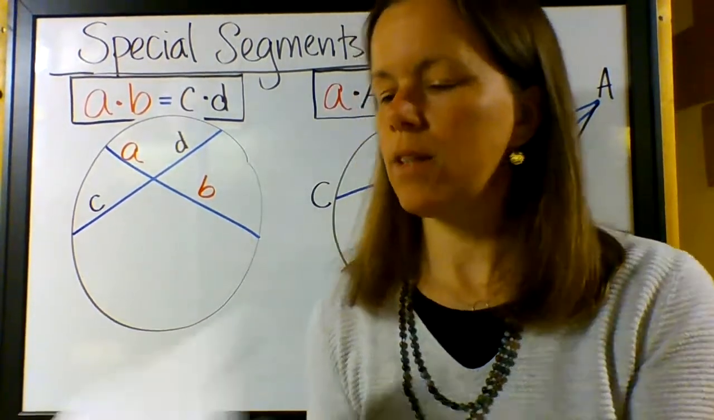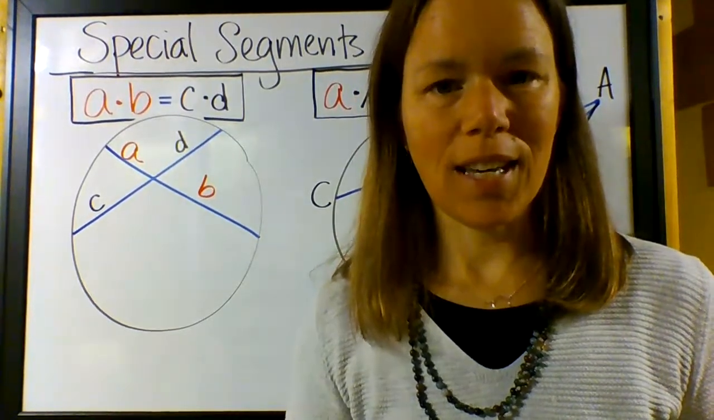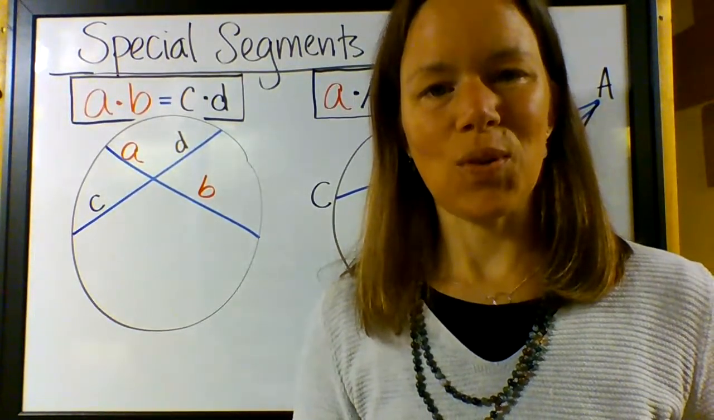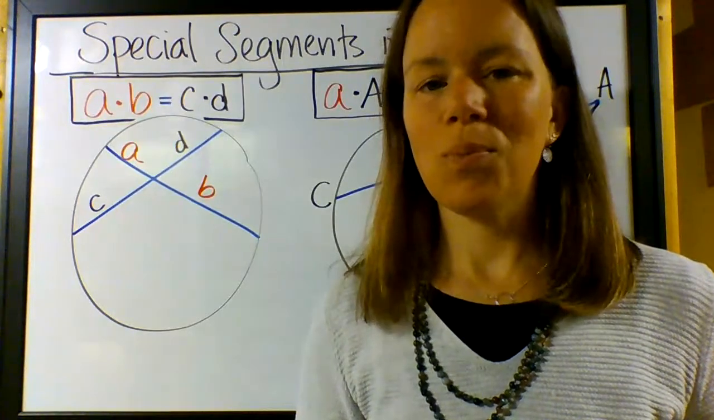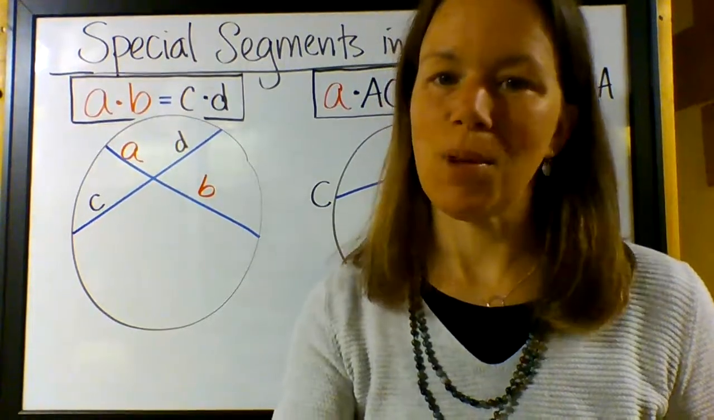It's the 10-7 study guide. We are at the end of looking at angles and segments in circles, and we are going to move on to trigonometry after break, and it's going to be awesome.